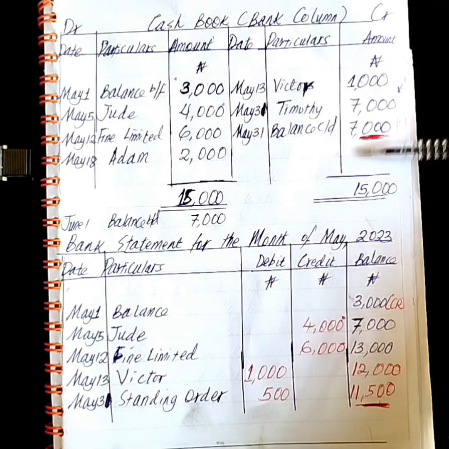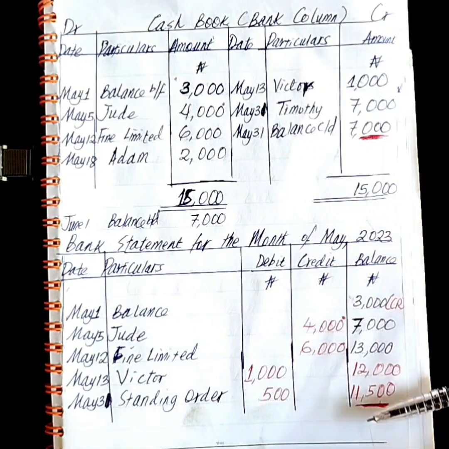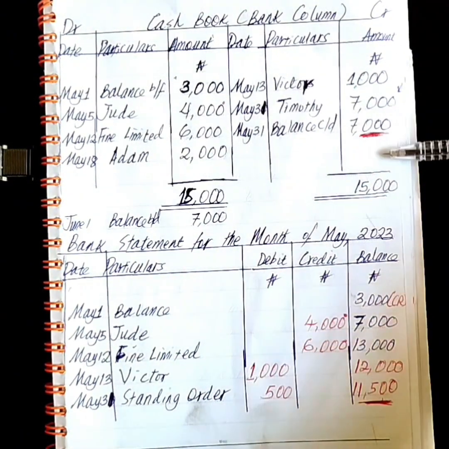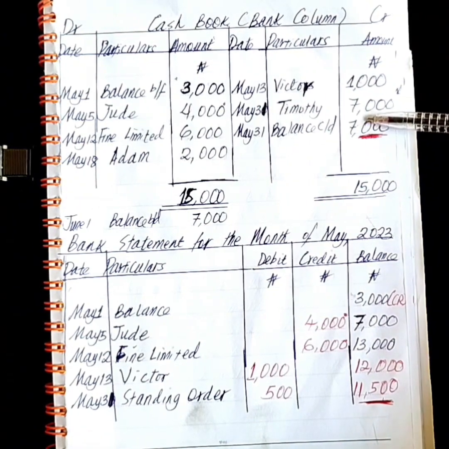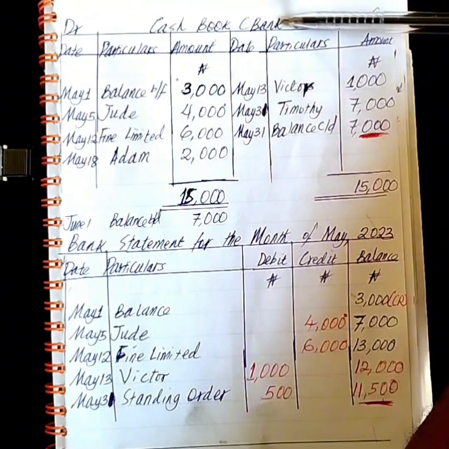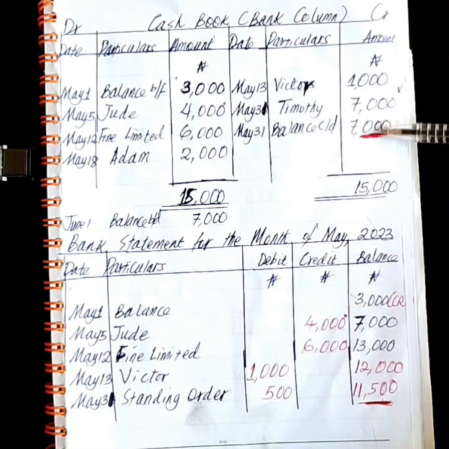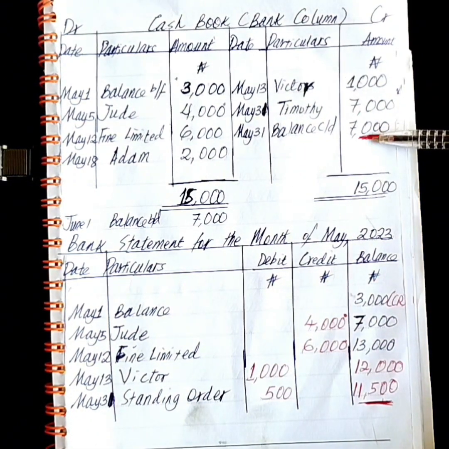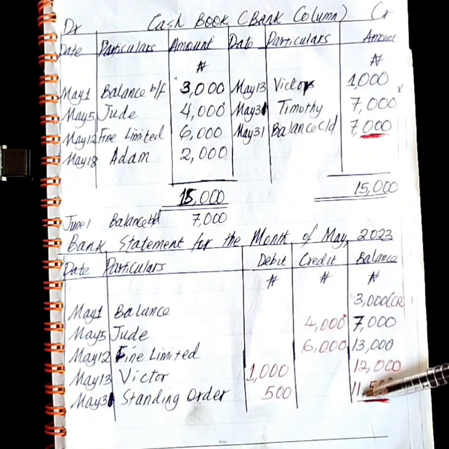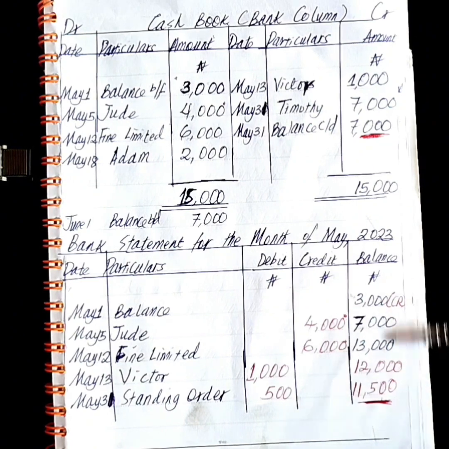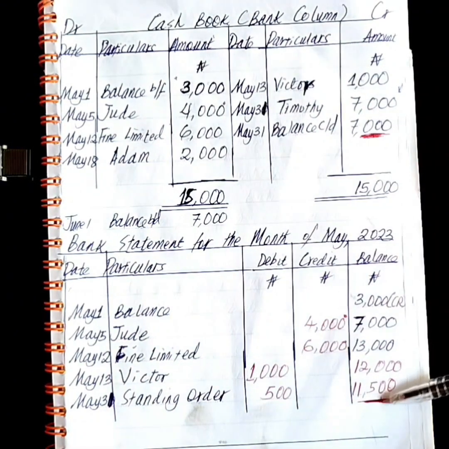Now, you have this. But what are the causes of this difference? What would have brought about, or what would have made the bank column of the cash book to have shown 7,000 naira and the bank account to have shown 11,500 naira? What would have caused it? We'll look at the things that would have caused this difference.